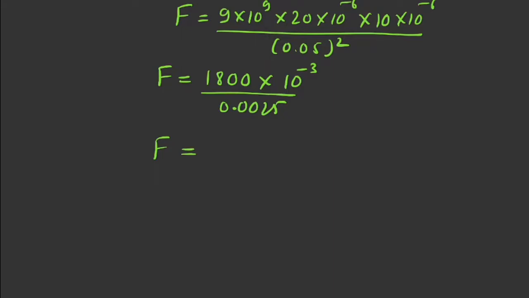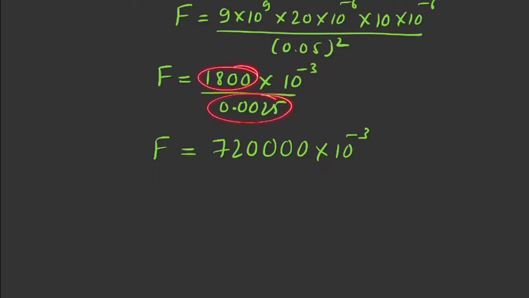Now when you divide this one, what does it become? We got the value as 720,000 into 10 to the power minus 3 as it is there. Okay, so when you divide 1800 divided by 0.0025, we got this value. And as you can see, this is a bigger value. Now we can convert it into smaller values. So can you remove this exponent form here? Yes, we can remove it.